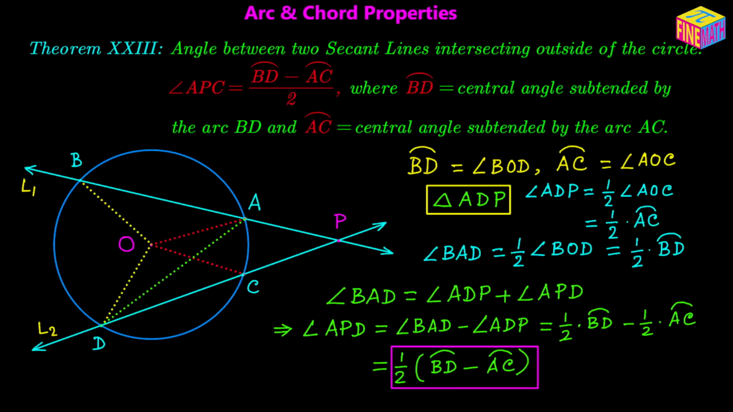So in a problem, if we are provided with the measure of the central angles of the two different arcs, then we can easily calculate the angle between the secant lines.